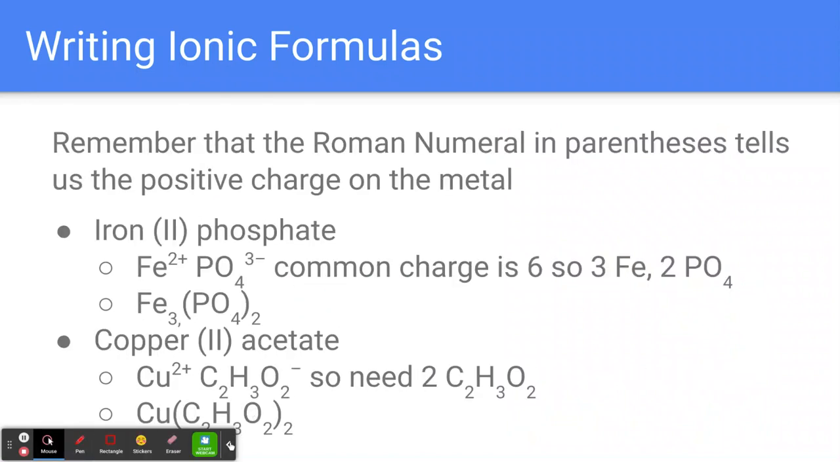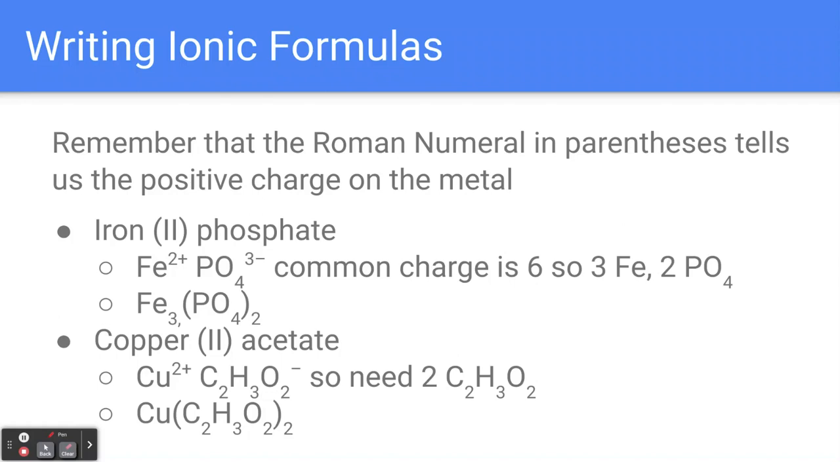All right, so remember that those Roman numerals in the parentheses tell us the positive charge on that metal. So if I say that we have iron(II) phosphate, that 2 in the Roman numerals tells us that I have a positive 2 on that iron. So iron, positive 2, phosphate has a minus 3. The common charge here is 6. So you're going to need 3 irons and 2 phosphates.